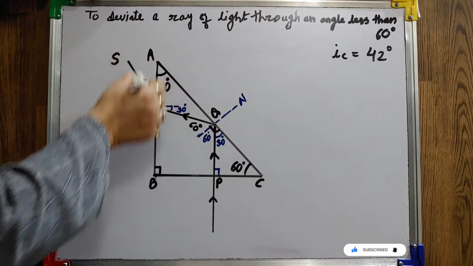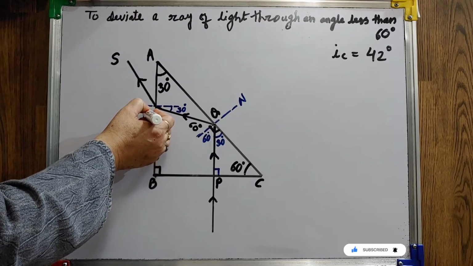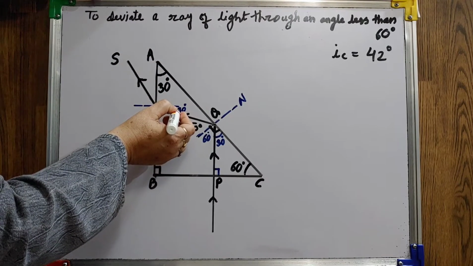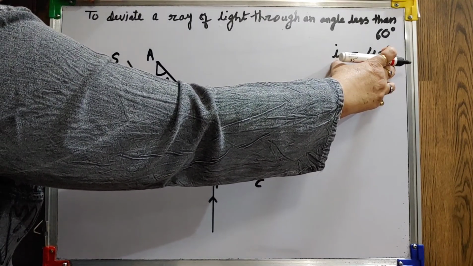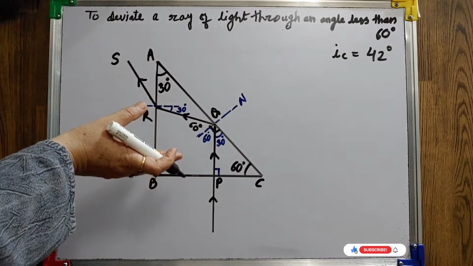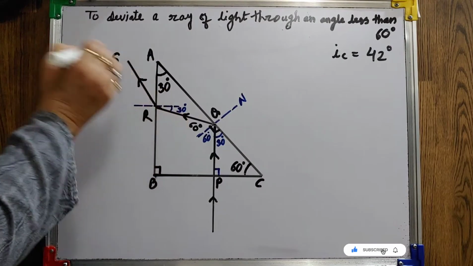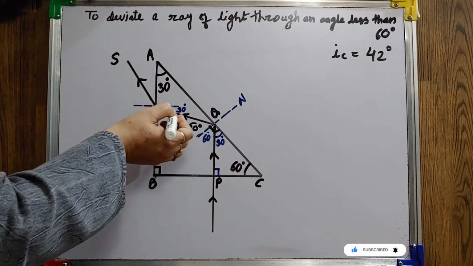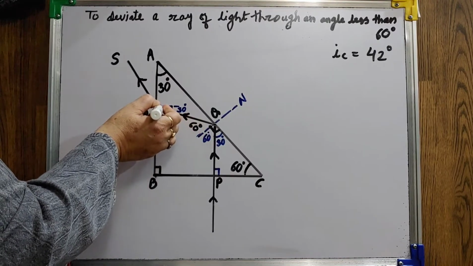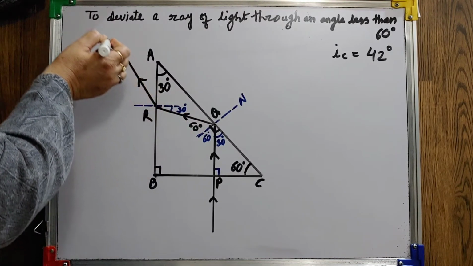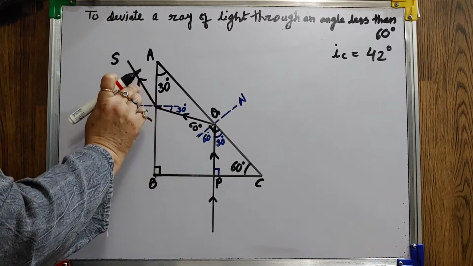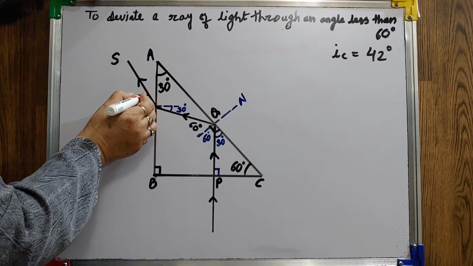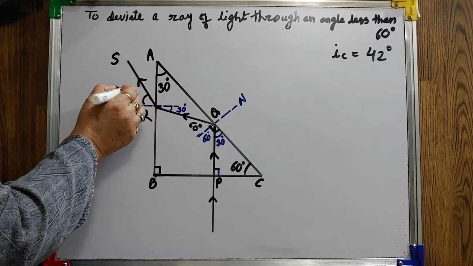Now, it strikes AB at point R at an angle of 30 degrees. This 30 degrees is less than 42 degrees, so there is no total internal reflection. There is only refraction of the light. So, this QR ray emerges out as RS. Now, this angle will be greater than 30 degrees.